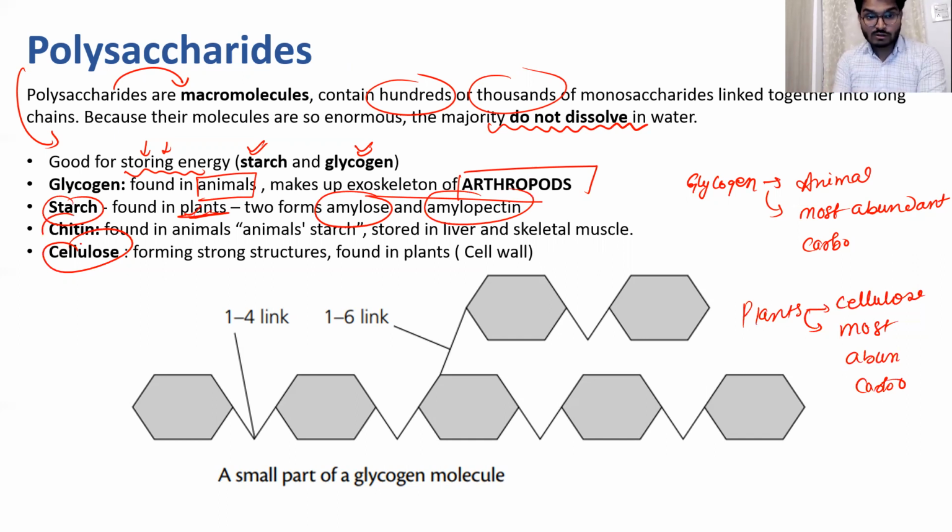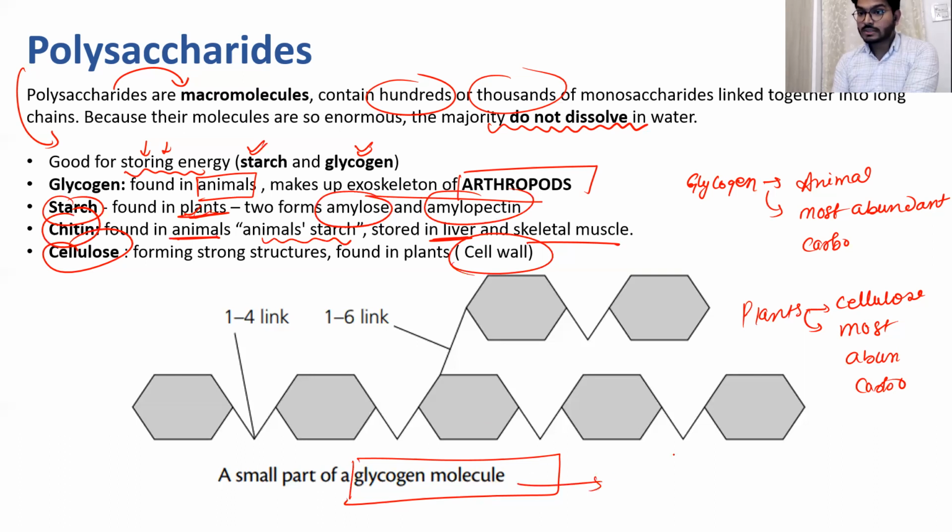We have chitin also, which is found in animals, and this can also be known as animal starch, which is stored in the liver or the skeletal muscle. Cellulose, the very famous one, makes the cell wall. If you look at the structure, this is the glycogen molecule structure, and as I told you, glycogen is the most abundant carbohydrate in the case of animals.